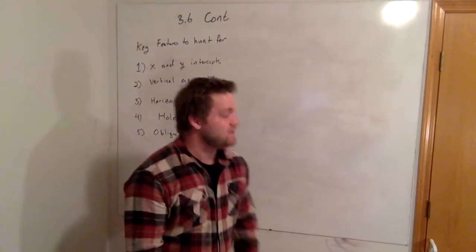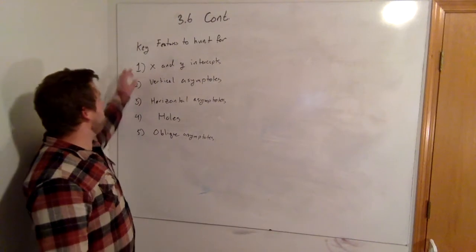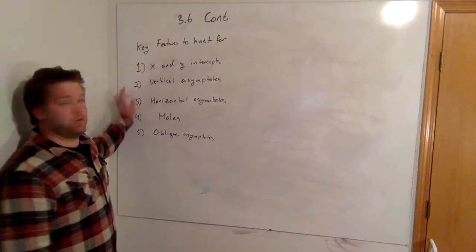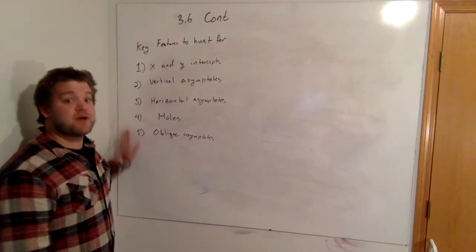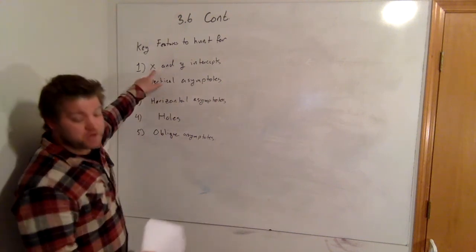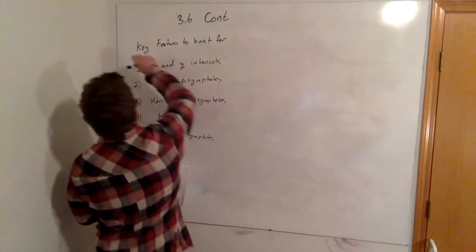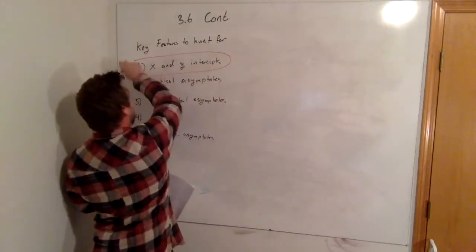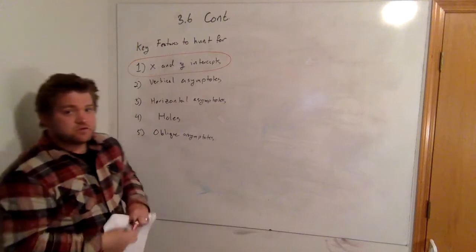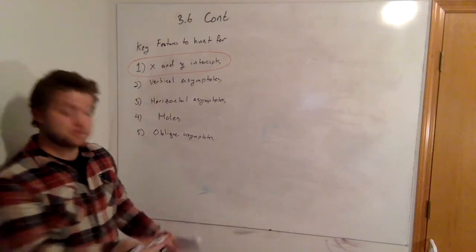Hello everyone. What we're going to do in this video is start breaking down all of these key features that we're looking for when we're trying to graph a rational function. Specifically in this video, I want to take a look at how to find the x and y intercepts of a rational function. This is where we're going to focus our attention for this video. Okay, so I'm just going to go ahead and draw what a typical rational function might look like.